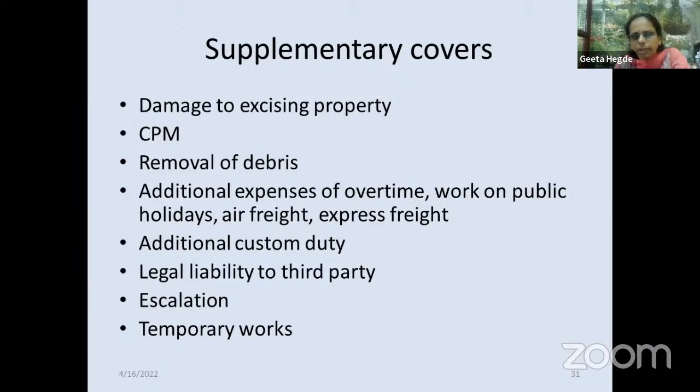Contractors' plant and machinery, removal of debris, additional expenditure for any extra wages or express freight, additional custom duty. Normal freight for bringing the material is covered, but any air freight or express freight has to be covered as an add-on. Custom duty, legal liability to the third party, escalation, any temporary works. While doing any construction or erection work, some temporary sheds or even sometimes roads are constructed. So that can also be covered.